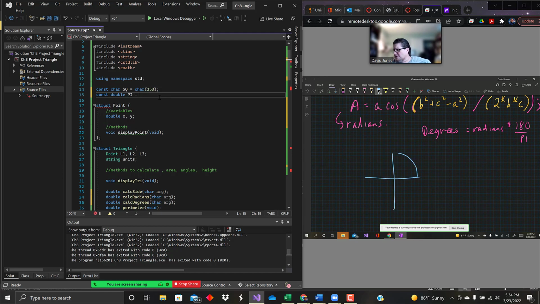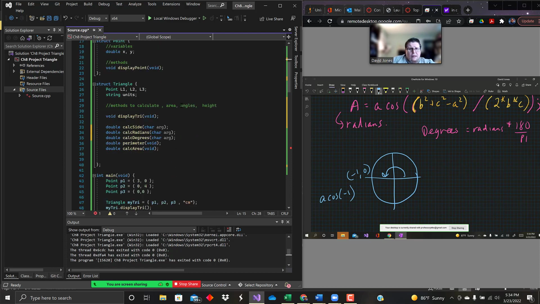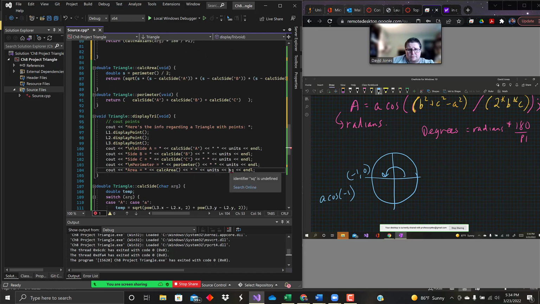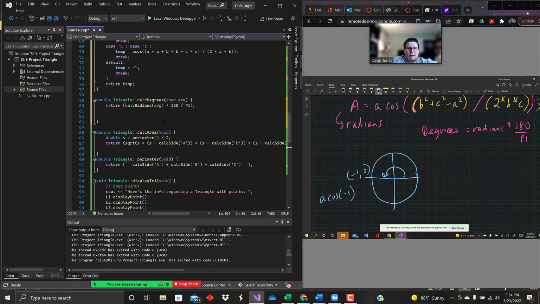So on the unit circle, let's see, pi radians would be this. So this is -1, 0. So I could do arc cosine of -1. And I redefined SQ, so I need to change that in my printout.